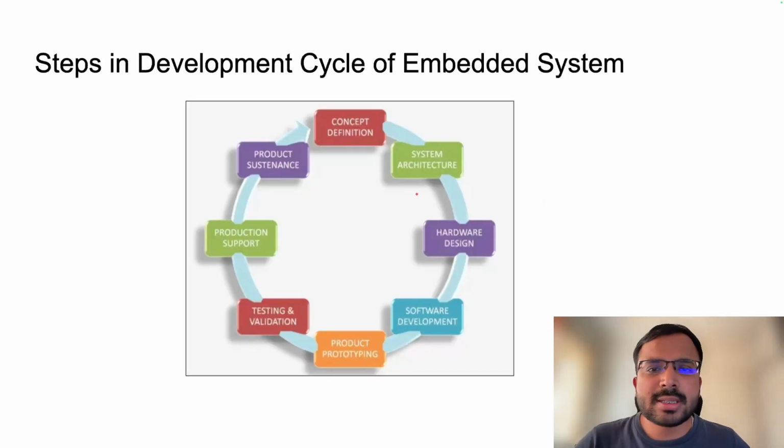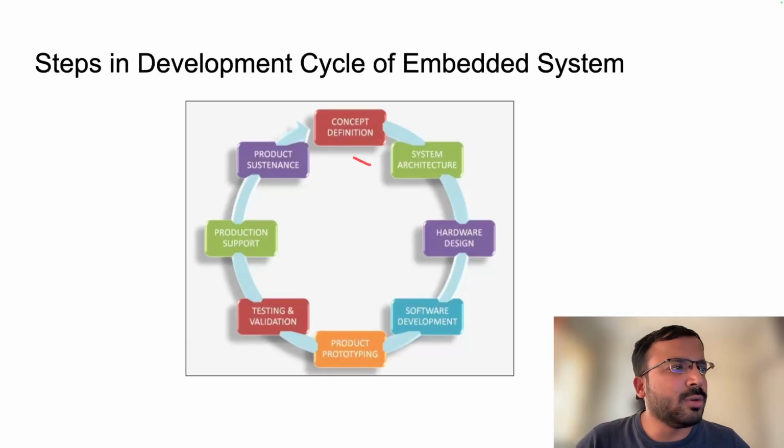Now what are the steps in the development cycle of an embedded system? An embedded system, whichever it is, your refrigerator, your ACs, all these are manufactured in certain steps. So the general steps are what? First is the concept definition. Based on the consumer requirement, whoever is ultimately going to use that product, we derive certain concepts or definitions like what this embedded system is going to do.